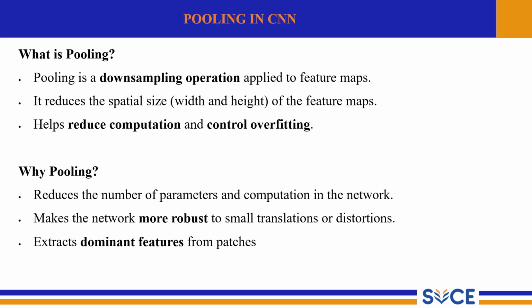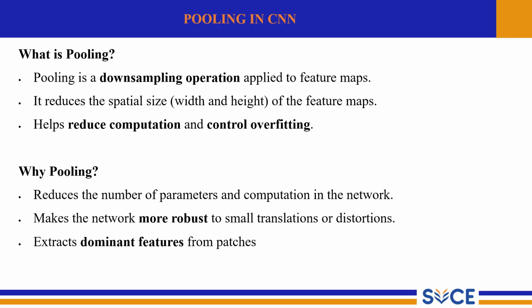This means that if the object in the image moves slightly, the pooled feature map will still represent the object correctly. So in short, we can say pooling acts like a summary operation which keeps only the most significant information from a local region of the feature map.